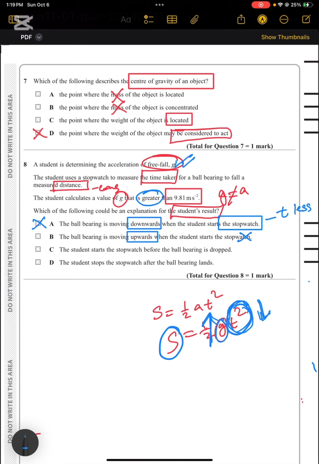In option C, they have said the student started the stopwatch before the ball bearing is dropped. So the time will be greater. It has started the stopwatch before, so the time will be greater. But we are looking for a lesser time, because the measured g was greater. In option D, they said the student stops the stopwatch after the ball bearing lands. So the time was perfect. But we are not looking for the perfect time. We are looking for the time that is less. So the perfect answer will be A.